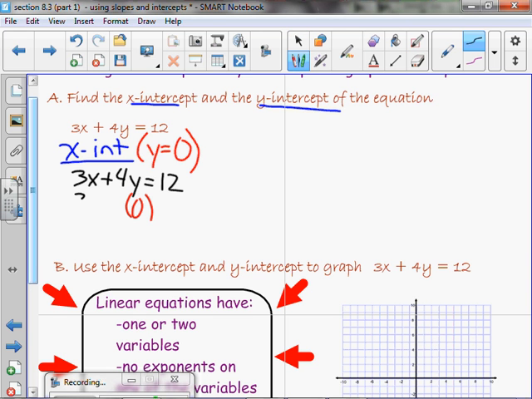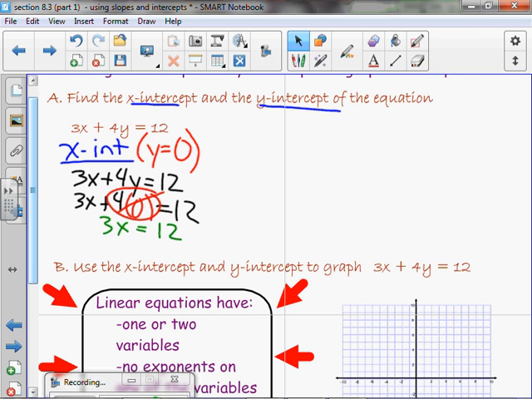Everything else will stay the same. 3x plus 4 times 0 equals 12. Well, 4 times 0 is just 0, so I can ignore that part. And let's look at what I have now. 3x equals 12. To solve this, I will just divide both sides by 3. And look what I have. X equals 4. And that is my x-intercept.